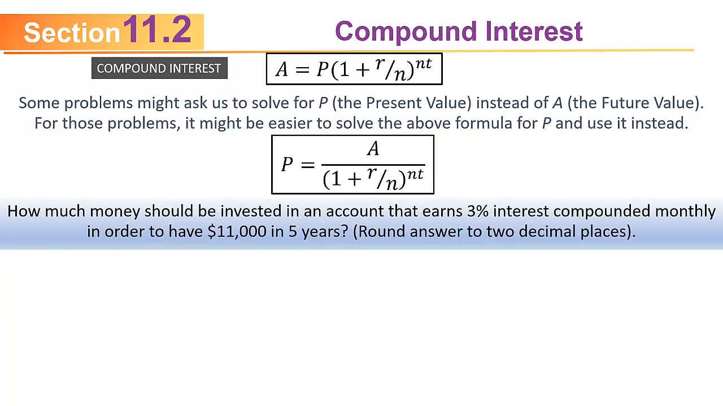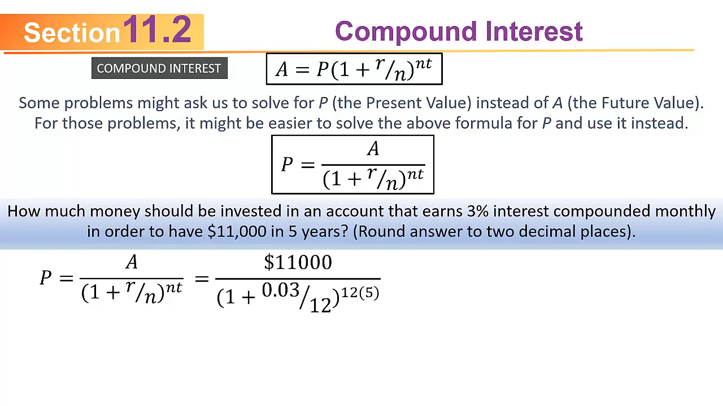Let's try another. How much money should be invested in an account that earns 3% interest compounded monthly in order to have $11,000 in 5 years, and then round your answer to 2 decimal places? Again, since we're looking for the present value, it probably makes sense to use the version of the formula that's already solved for capital P. But as I said before, you can still use the top formula. It just requires a division at the end if you do it that way. But I'll use the second formula.